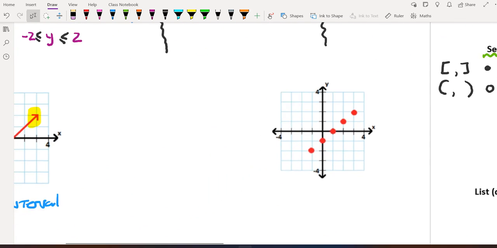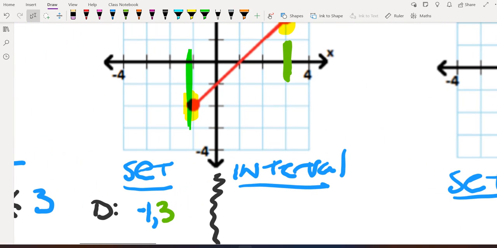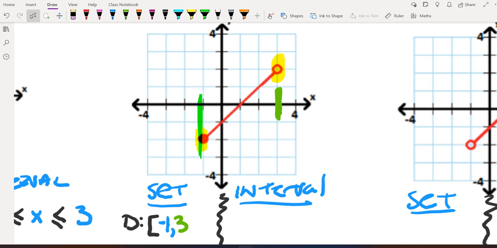So going back here, at -1, we have a solid dot, right? So that means we are using a square bracket here. Right? And then at 3, so we go to this side. At 3, we walk all the way around here, and we got the hollow dot, which means we're using the other style of brackets, the round bracket. Right? So that is it for writing down the domain, the x values.